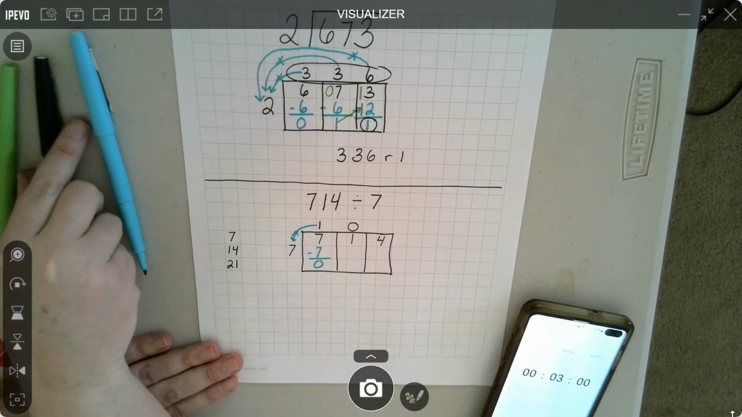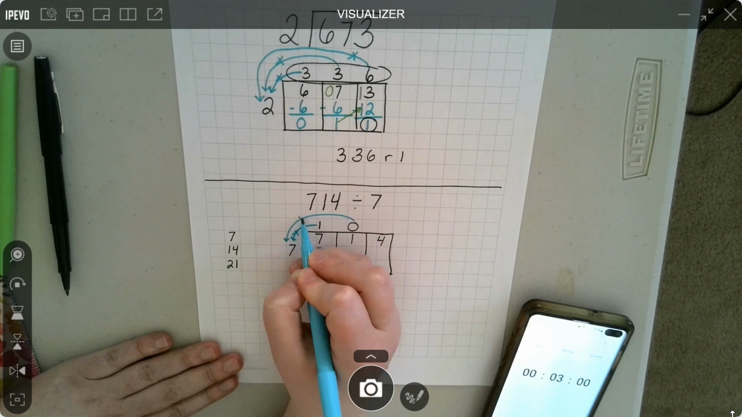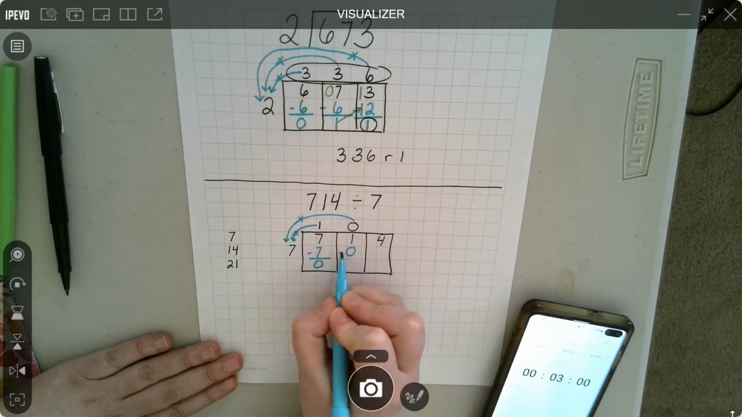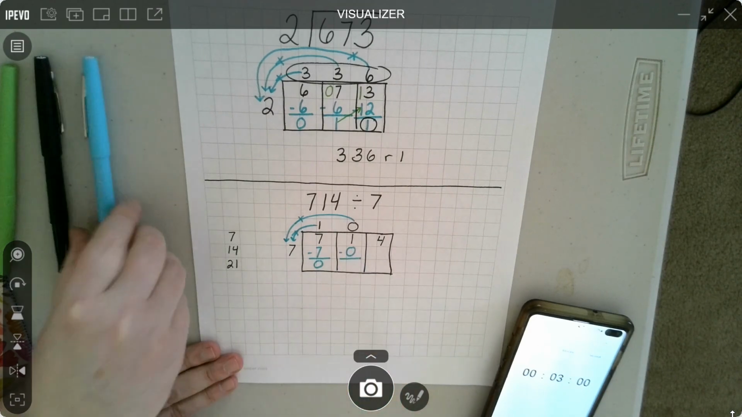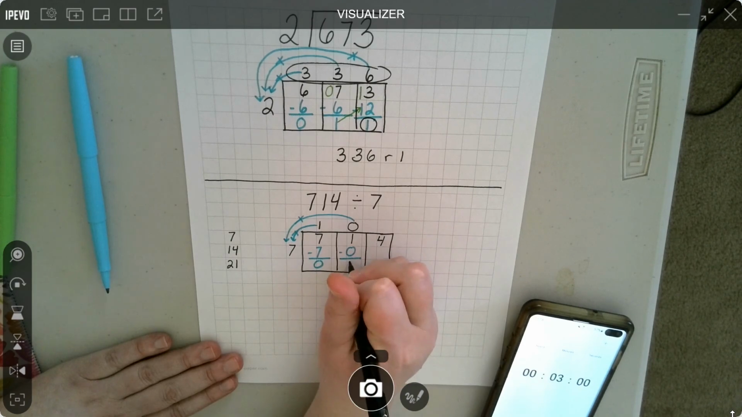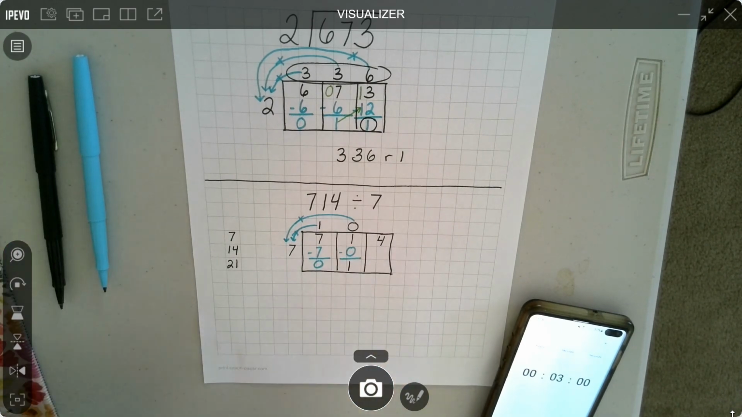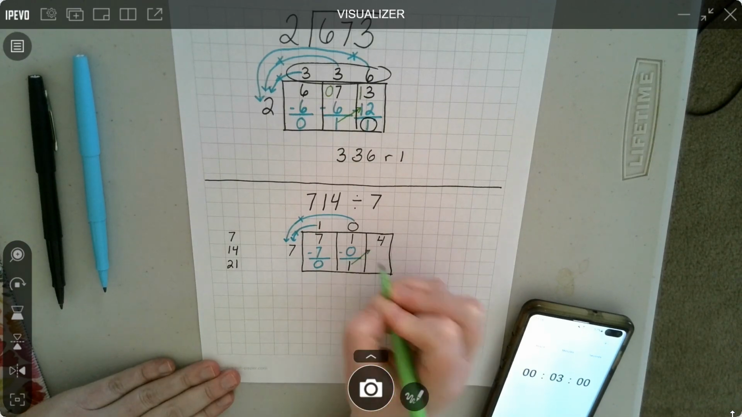So now 0 times 7 is 0. Remember, anything times 0 is 0. Subtract that out. 1 minus 0 is 1. Very good. Now, since I do have something left over in that box, I'm going to drag it up to the 4 and make it a 14.